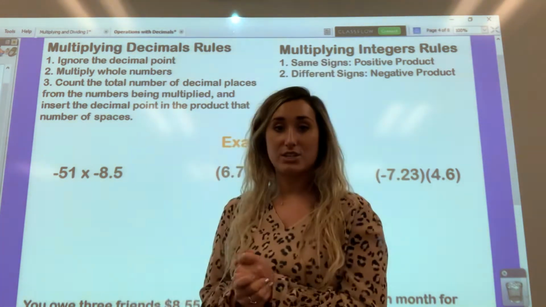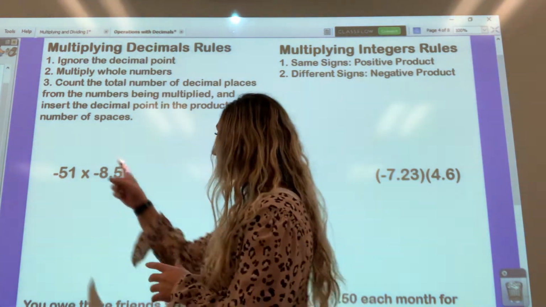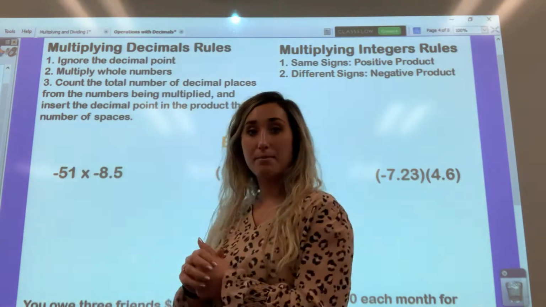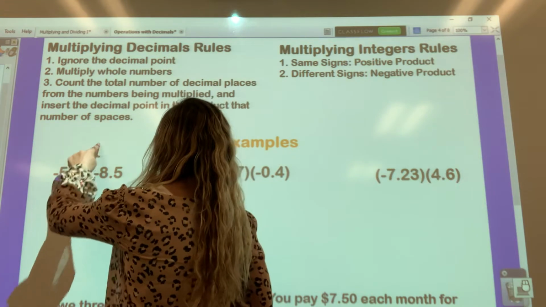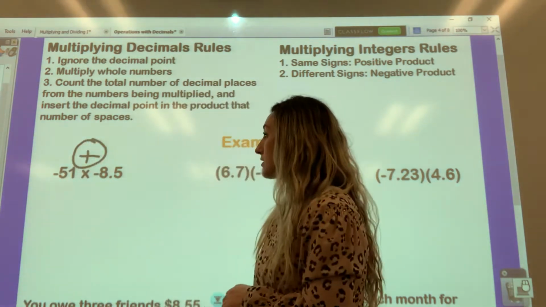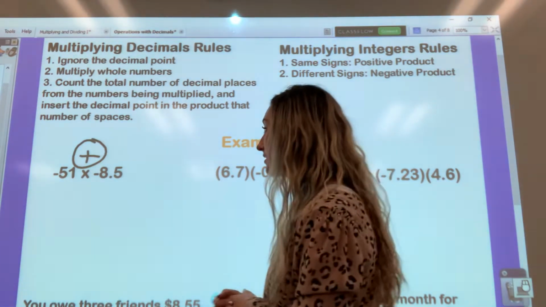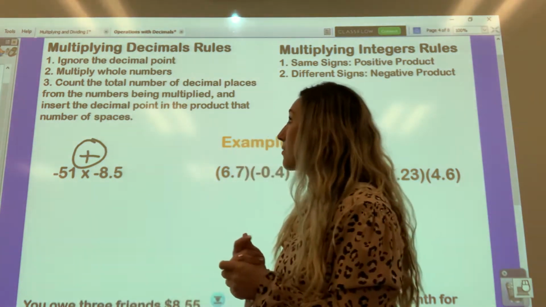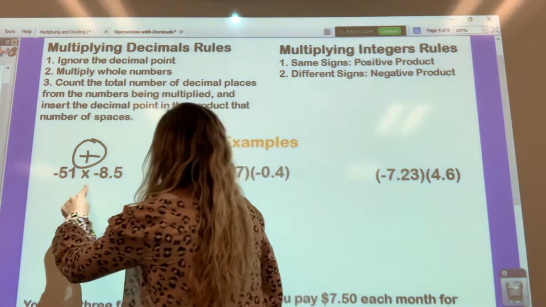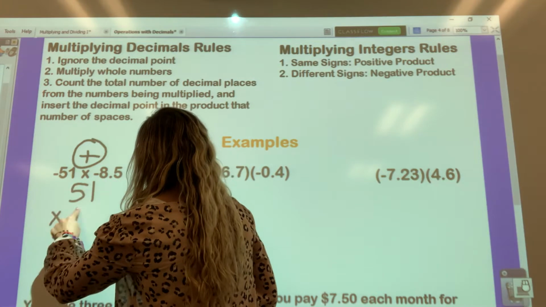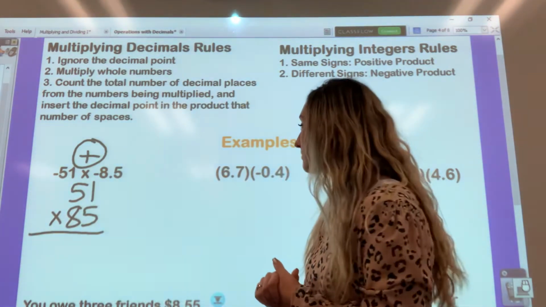The first thing that I like to do is determine whether the answer will be positive or negative. This is negative times negative, meaning it'll give us a positive answer. So really I can ignore the negative signs and just know that my answer will be positive. And now let's follow these rules for how we multiply decimals. So ignore this decimal point. I'm going to set up 51 times 85. Because again, we can ignore that decimal point.